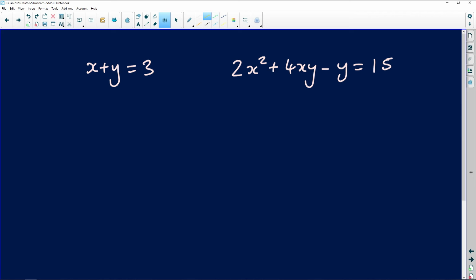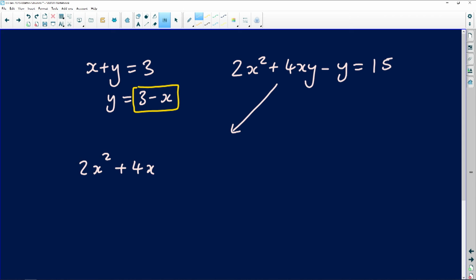So I'll take the first one, the linear one, and make either y or x the subject of the formula. If I make y the subject, I'm going to have y equals 3 minus x, okay? That means wherever I see y, I'm now going to replace it with 3 minus x. So that's what I'm going to do. So let's look at that. I've got 2x squared. I'm going to rewrite that. There's my 2x squared. There's plus 4xy. There's 4x. What is y? Like I said, everywhere you see y, you're going to change and write it as 3 minus x, okay? Then there's minus y, which again, I'm going to replace with 3 minus x. The only thing changing is the y value. Everything else needs to stay exactly the same.